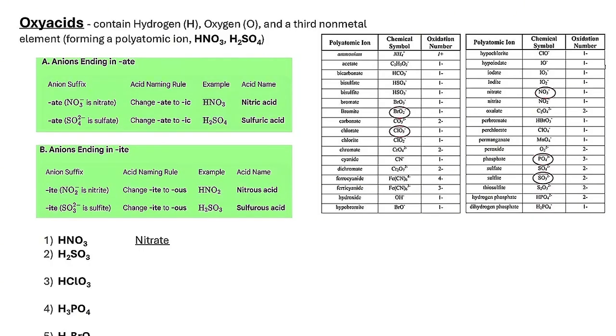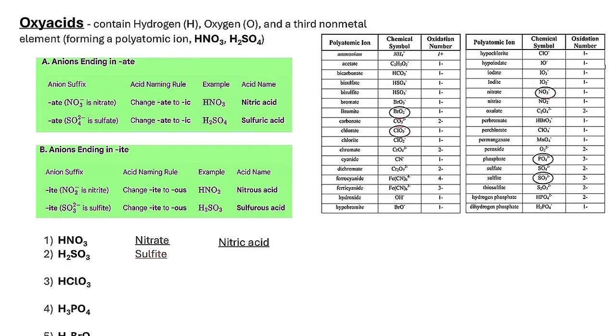If the suffix, the ending letters, is ATE, you change that to IC and then add acid at the end. So instead of nitrate acid, it becomes nitric acid. Easy, right?